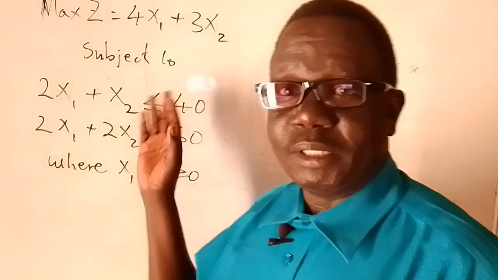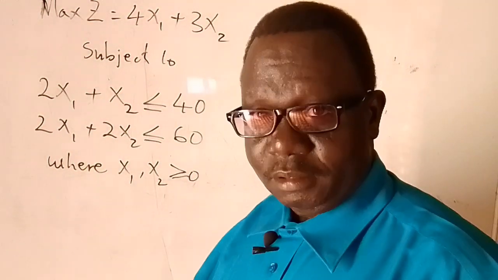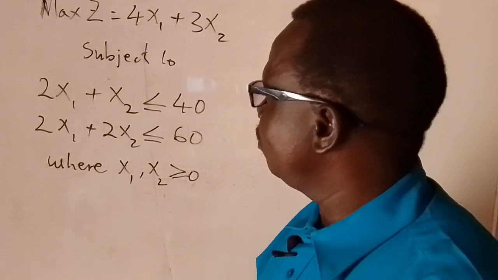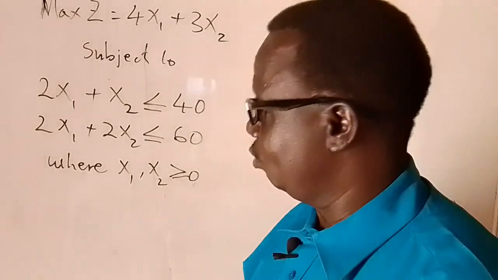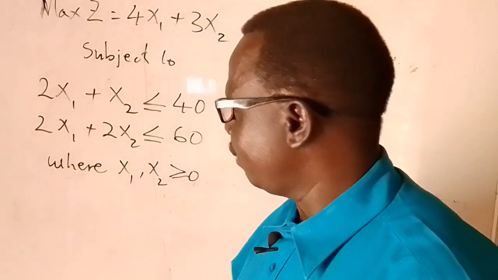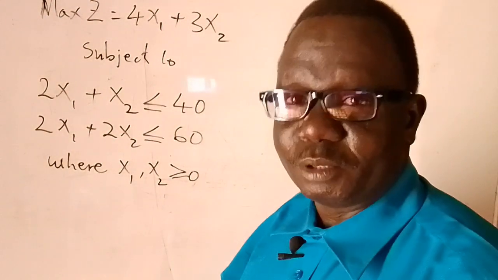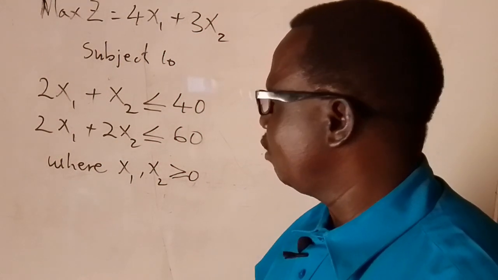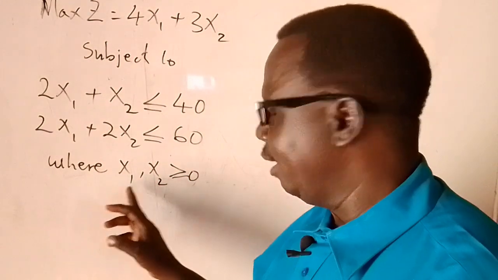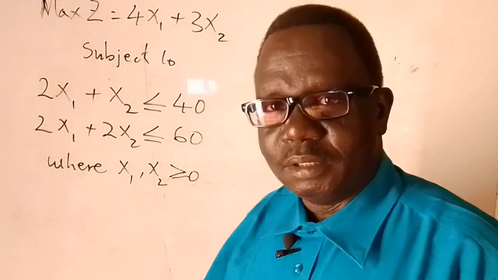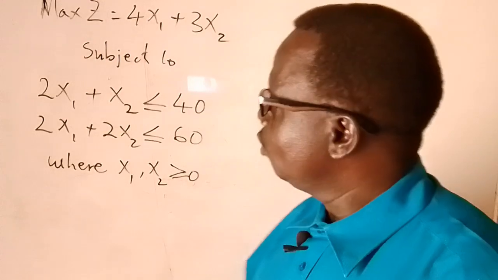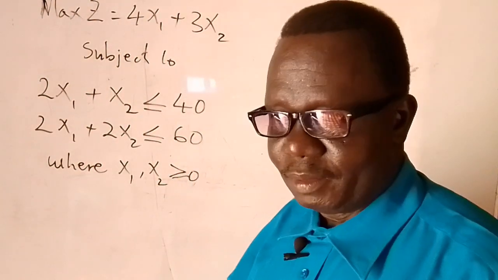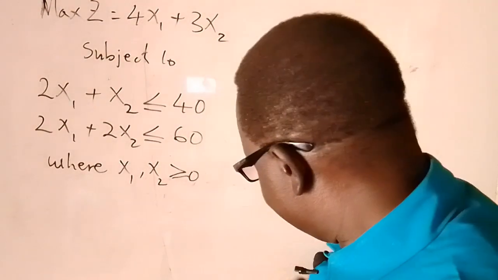We are given a question here which is a linear programming question. It says max z is equal to 4x1 plus 3x2 subject to 2x1 plus x2 less than or equal to 40. Equation 2 is 2x1 plus 2x2 less than or equal to 60, where x1 and x2 are greater than or equal to 0. According to the question, we have to apply the graphical method. So let us answer the question.